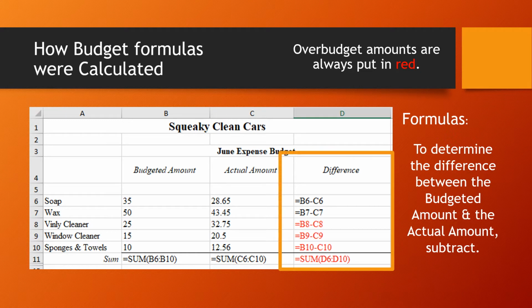Looking at the difference column, you will see that we had to write a formula starting with the equal sign to determine the amount that was different between the budgeted amount and the actual amount. So notice we subtracted the actual amount from the budgeted amount. Remember to always put amounts that are negative in red.